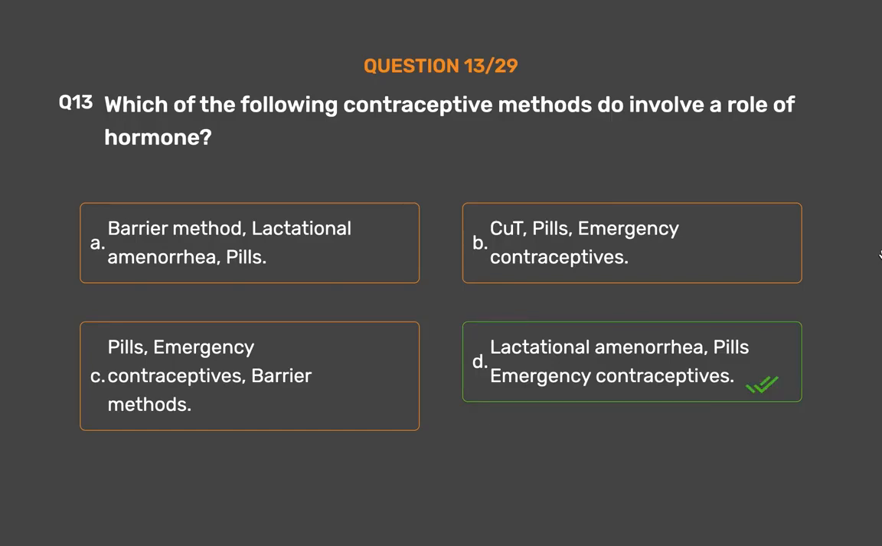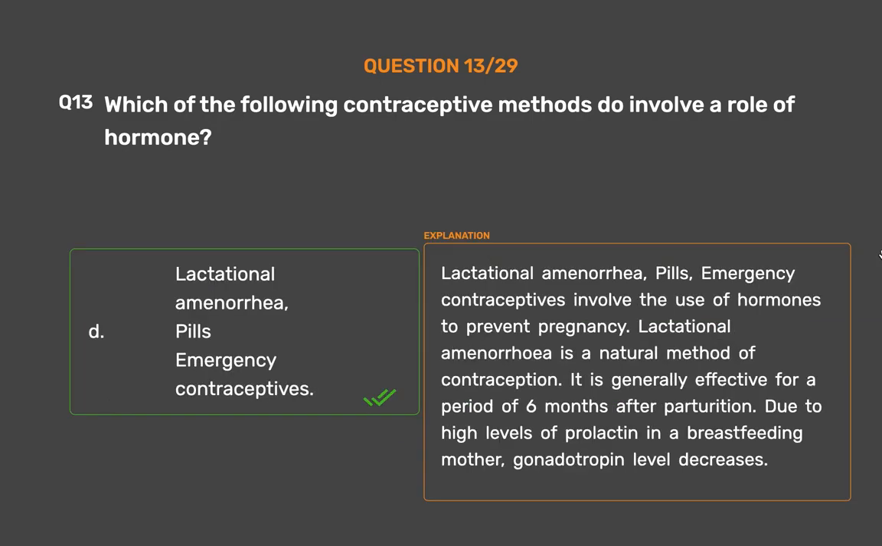Lactational amenorrhea, pills, emergency contraceptives involve the use of hormones to prevent pregnancy. Lactational amenorrhea is a natural method of contraception. It is generally effective for a period of 6 months after parturition. Due to high levels of prolactin in a breastfeeding mother, gonadotropin level decreases.